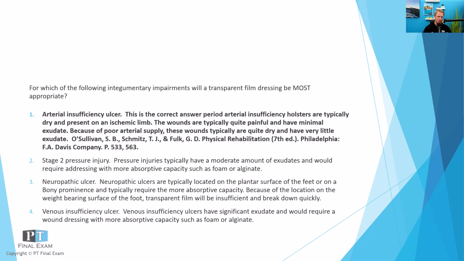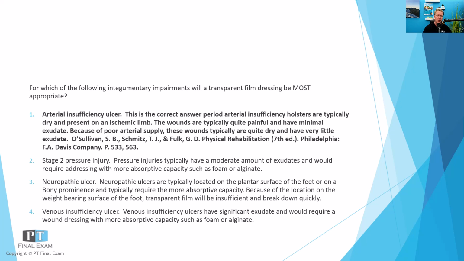In both those cases, both pressure injuries and venous insufficiency ulcers, chances are you're going to need something with much more absorptive capacity, such as a foam or an alginate. And then finally, a neuropathic ulcer. You could make the argument that neuropathic ulcers, which are quite related to diabetes and possibly peripheral arterial disease, the biggest difference here is that neuropathic ulcers are always on weight-bearing surfaces of the foot on a bony prominence. So we're talking almost always metatarsal heads. You'll see it there all the time.